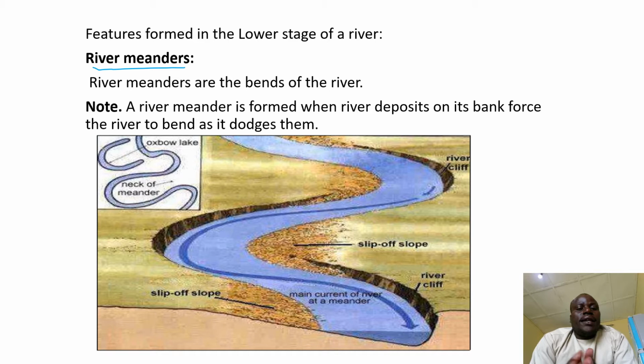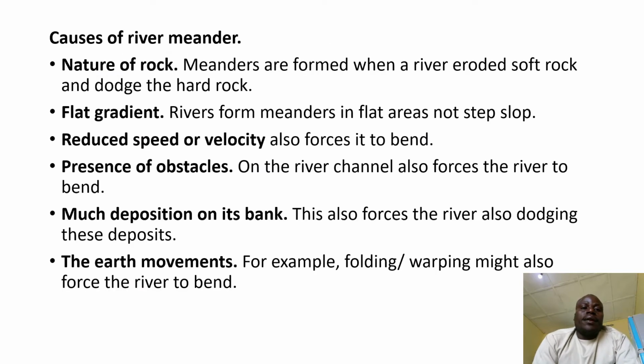A river meander is formed when a river deposits on its bank, and as it tries to dodge these depositional materials, it keeps on coiling around them and forming sharp bends called what? River meanders. You can ask yourself, what are the causes of river meanders?